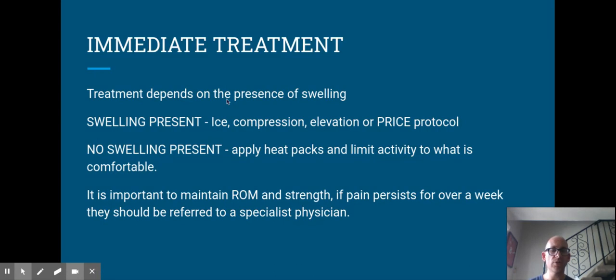With these type of injuries, it's really important to maintain range of motion and strength. So stretching, flexibility around the injury is really good. If this one persists, then you probably need to go and see a specialist.